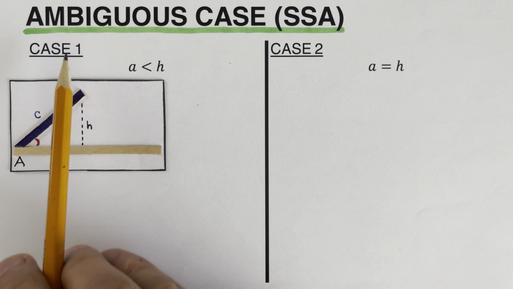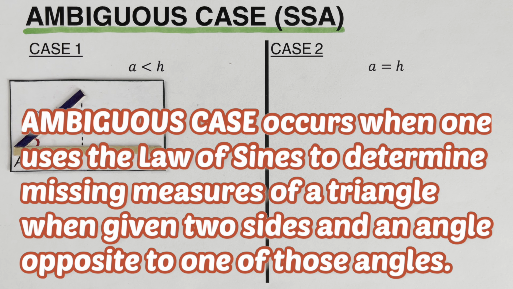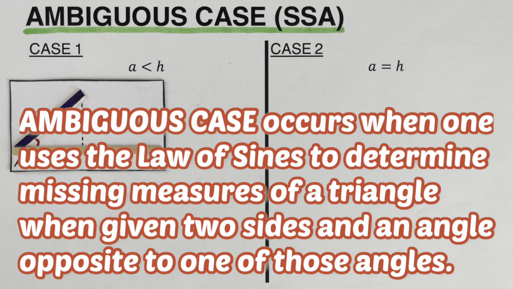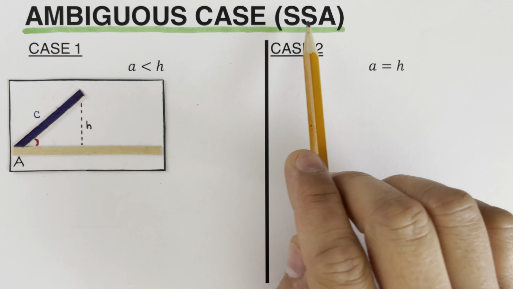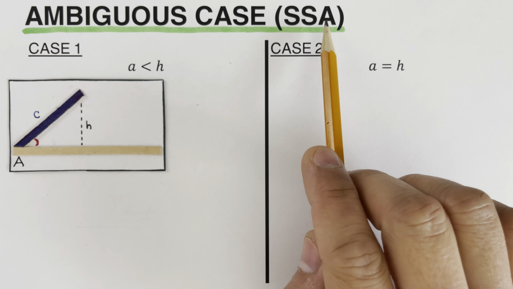This video will focus on the ambiguous case when using the law of sines. Please remember that the ambiguous case occurs when one uses the law of sines to determine missing measures of a triangle when given two sides and an angle opposite to one of those sides. That's why we have the acronym SSA. It stands for side-side-angle.